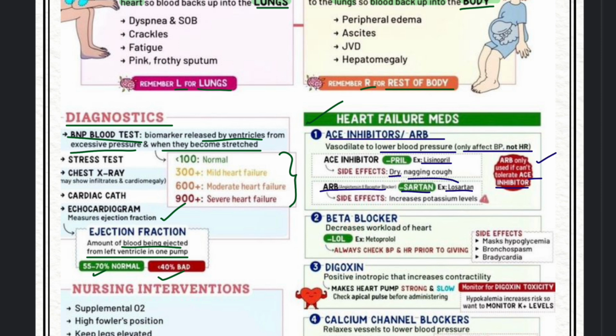Second comes beta blockers. The function is to lower the heart workload, and the suffix is -lol. An example is metoprolol, and always check BP and HR prior to giving. This is what we should do. The side effects are masked hypoglycemia, bronchospasm, and bradycardia.